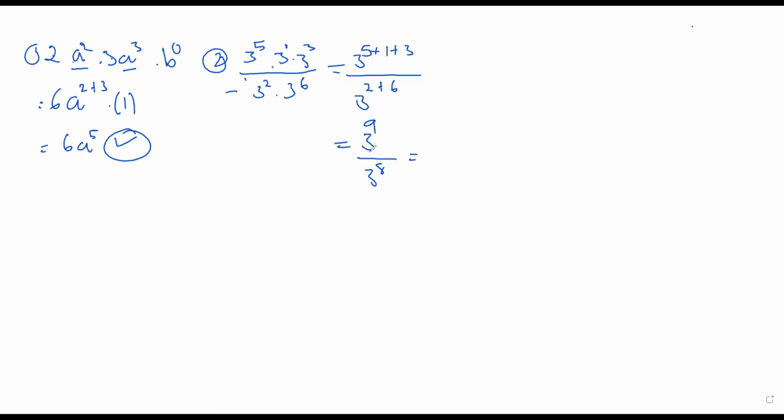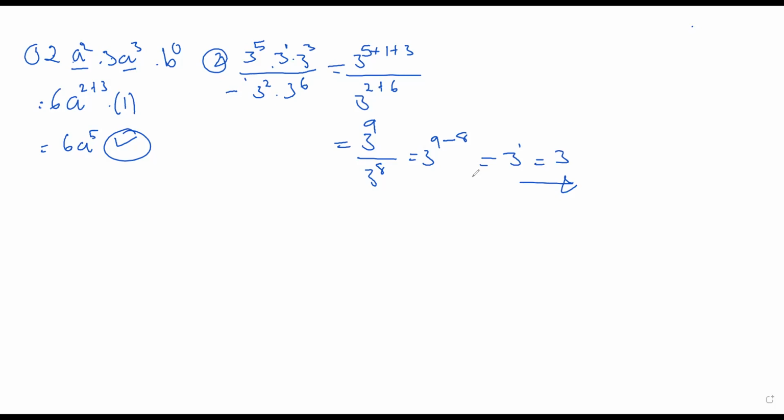Nine. Then, if the bases are the same and we divide, we subtract the exponents the same way. 3 to the exponent of 9 minus 8, which is 3 to the exponent of 1, which is equal to 3, just like that. Then that is our answer.